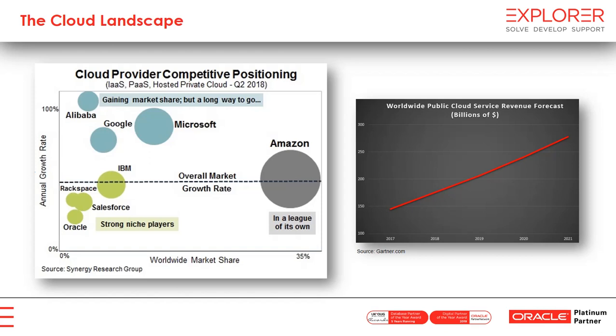So first of all, the cloud landscape. On the left there, at the beginning of 2018, this was the picture of the cloud landscape, with Oracle having the lowest growth and almost the smallest share. On the right, according to Gartner.com, is the current and predicted revenue growth of public cloud services. So Oracle has a little bit of catching up to do in the cloud. So this is going to have to be pretty impressive in order to start making a dent in the biggest player's share and annual growth.